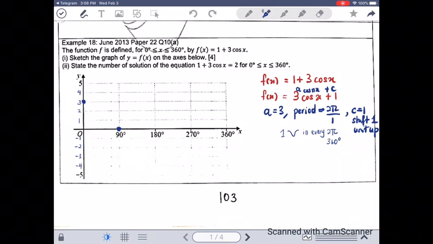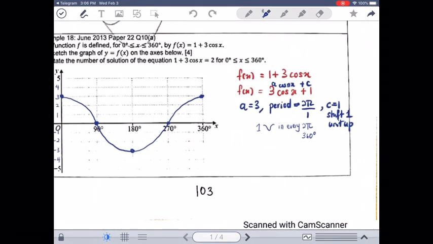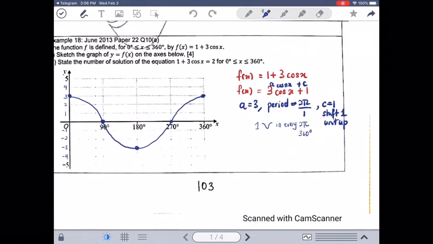Negative 3, 0, and 3. Okay, so the graph should look something like that. So this is 3 cos x.